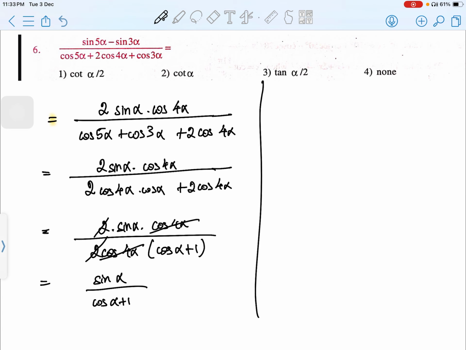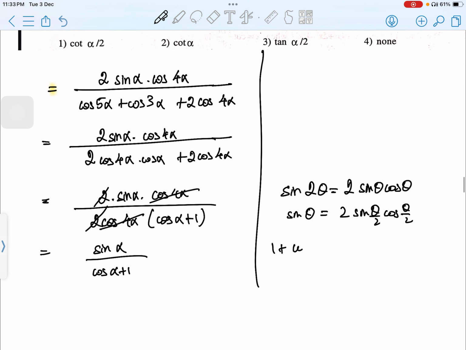So when you write this in double angle formula, okay, sine 2 angle, there is one formula. What is that sine 2 angle formula? Sine 2 theta equals 2 times sine theta cos theta. So you can write sine theta as 2 sine theta by 2 cos theta by 2. Similarly, 1 plus cos 2 theta is 2 cos square theta. Now, if it is half angle, 1 plus cos theta is 2 cos square theta by 2.